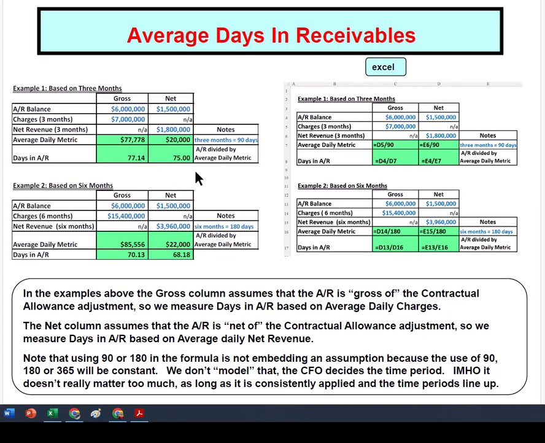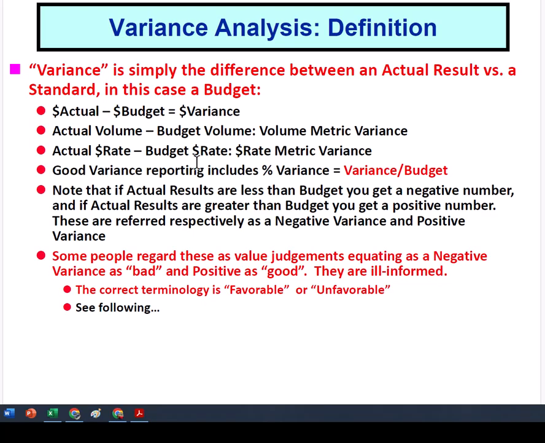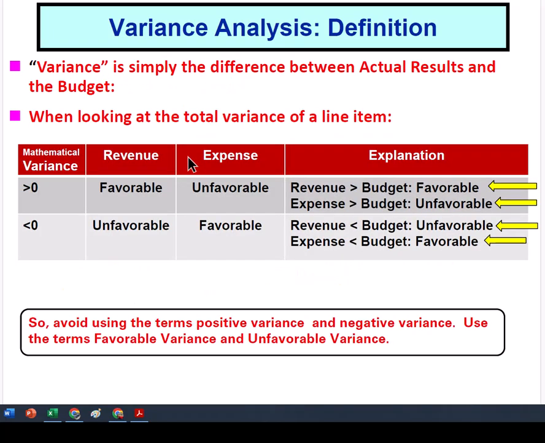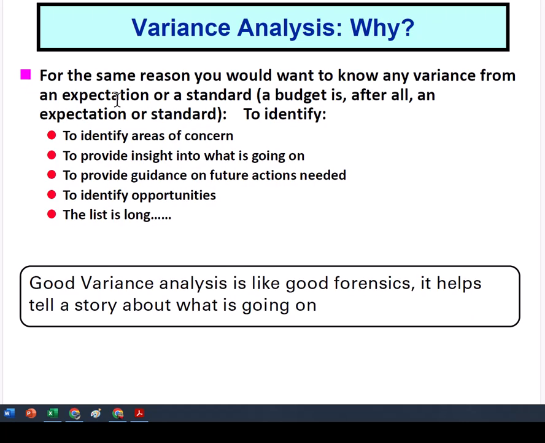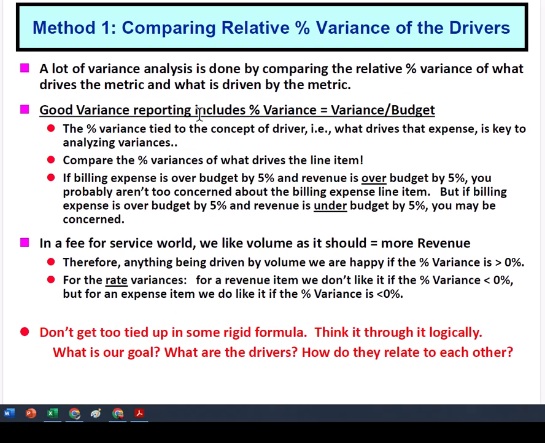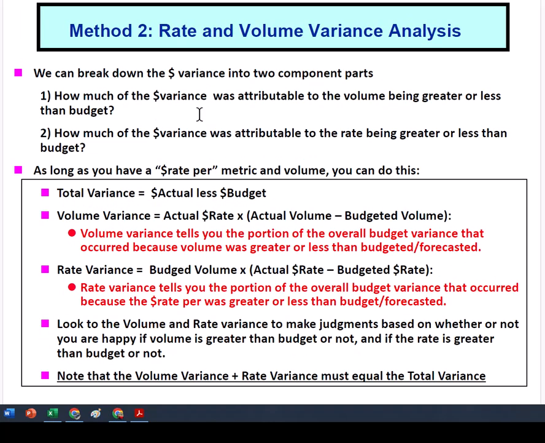Talked about calculating that. We'll go back to our variance analysis, right? Review that. Favorable and unfavorable concepts relative to budget. And we can't just take things at face value. Talked about that. Again, why variance analysis. Talked about comparing percent changes to the drivers. My favorite, rate and volume variance, quantified as to the actual amount: what's due to volume, what's due to rate.